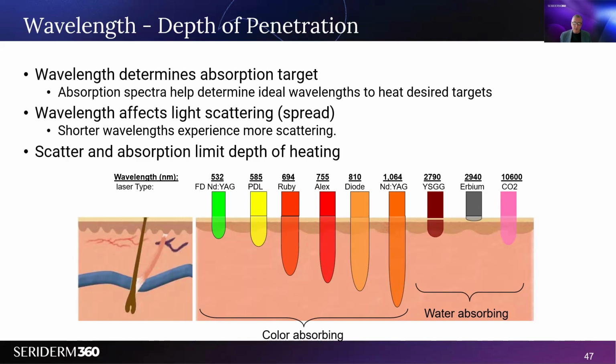We talked about this in episode one. So an Nd:YAG 532 KTP laser is quite superficial. Yellow will go a bit deeper. Ruby will go a bit deeper. Alexandrite then a little bit deeper. Diode at 810 a bit deeper, and then the Nd:YAG is one of the longest. It's got the biggest depth of penetration when we're looking at color absorbing wavelengths.